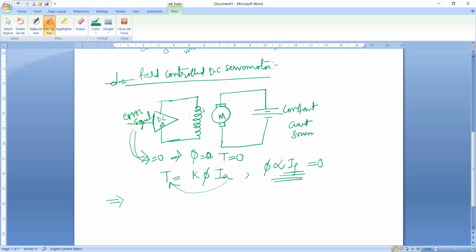Next, the direction of rotation of the motor depends on the polarity of the field. If the field polarity is reversed, the motor would develop torque in the opposite direction.